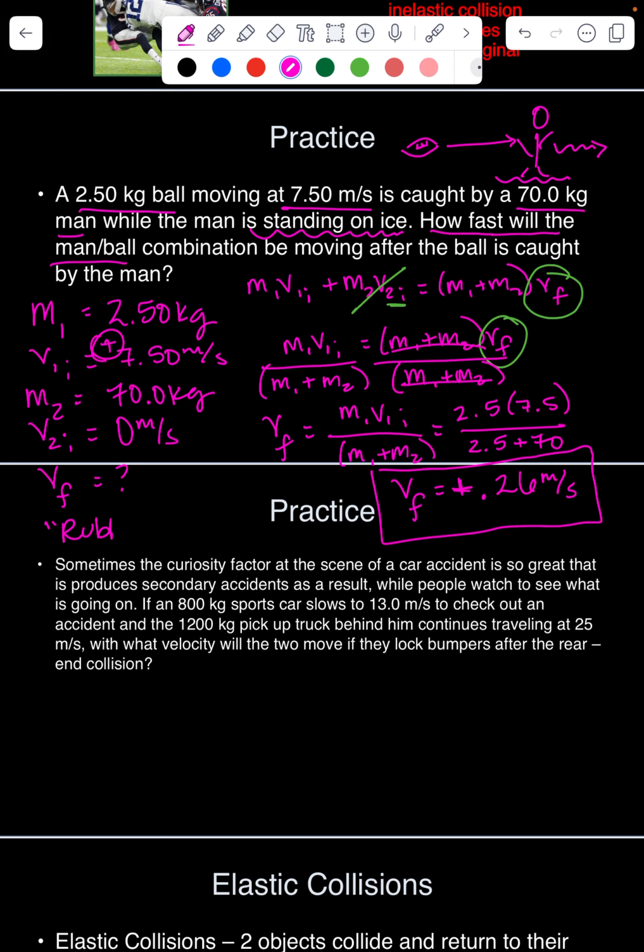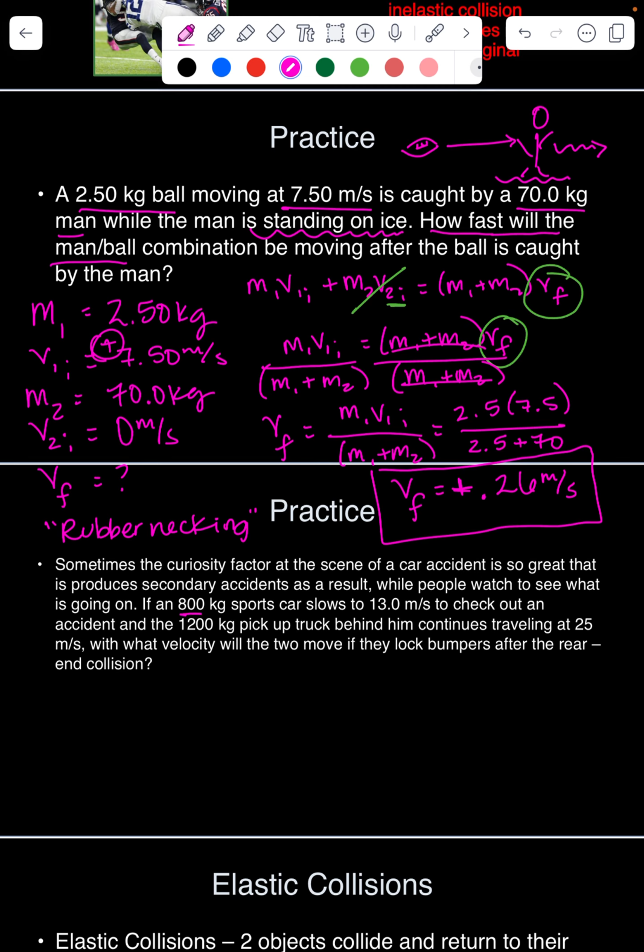All right, so this next practice problem has to do with, have you ever heard the term rubbernecking? Rubbernecking is a term that refers to people who, whenever there is an accident on the road, slow down so that they can look and see what's happening with that accident. Sometimes the curiosity factor at the scene of a car accident is so great that it produces secondary accidents as a result while people watch to see what's going on.